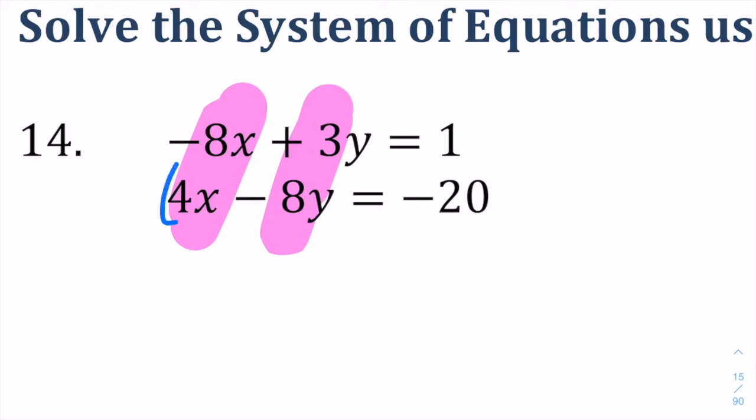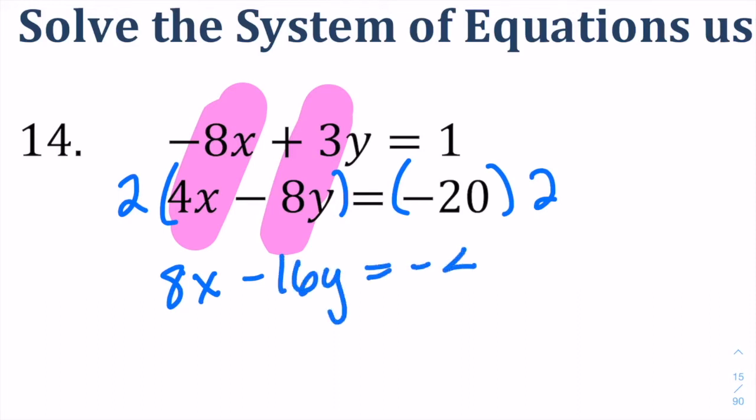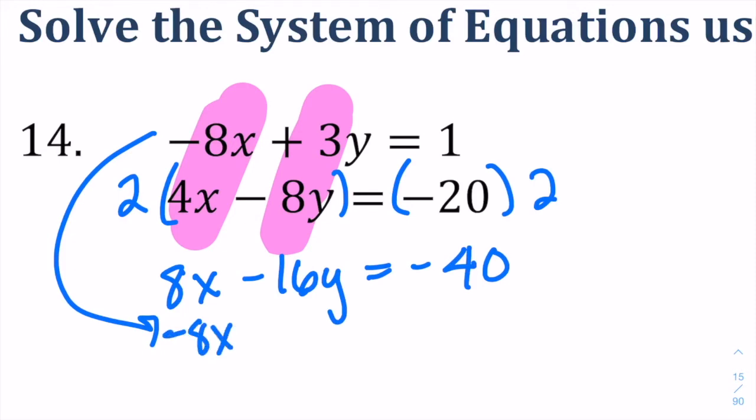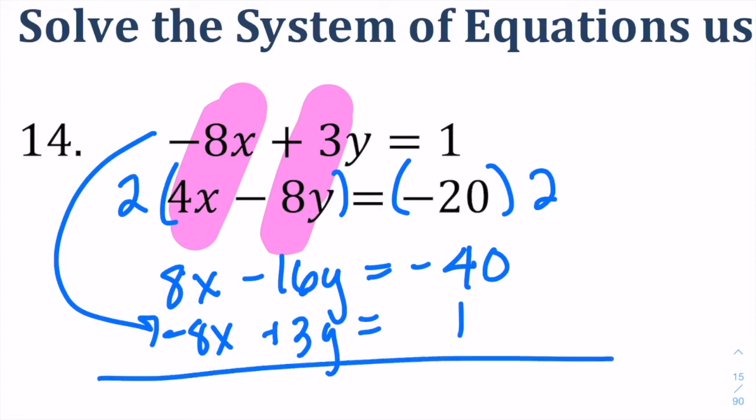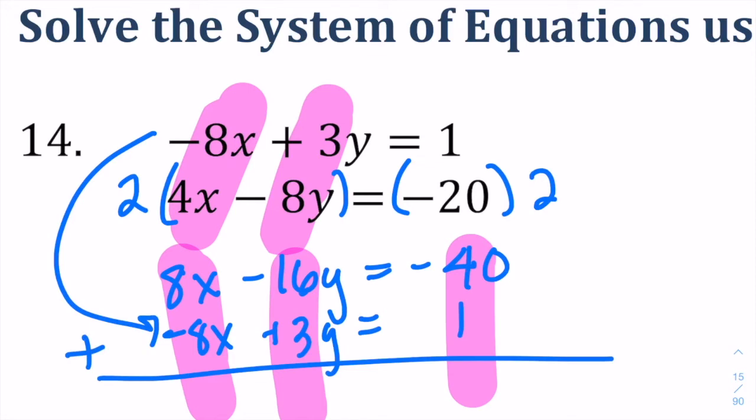So I'm going to take the second equation and I'm going to multiply the whole thing, both sides, by 2. Might not have been obvious right away, but if I do that, the second equation will become 8x minus 16y equals negative 40. So that's from equation 2. So what I'm going to do is now take equation 1 and just recopy it down underneath. Negative 8x plus 3y equals 1. Well, now we see that we have two equations, and the x's here are the same coefficient except for opposite signs. And so that means if we add these equations together, we will eliminate the x's.